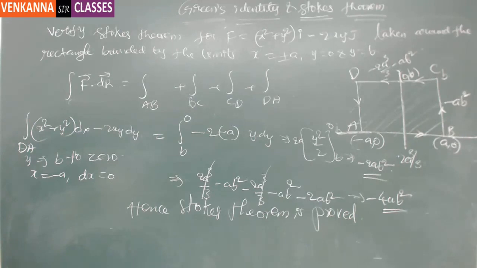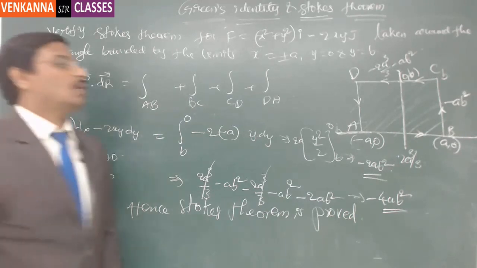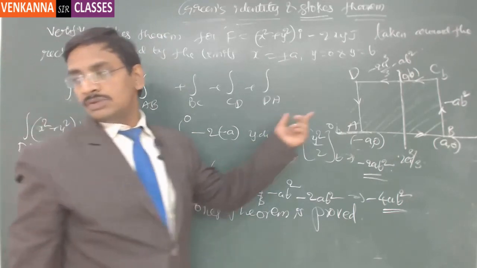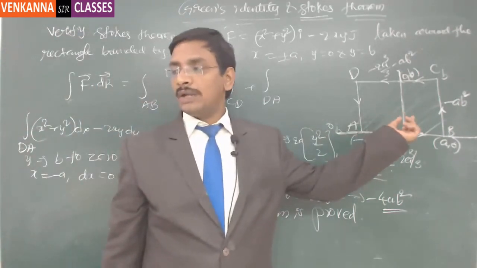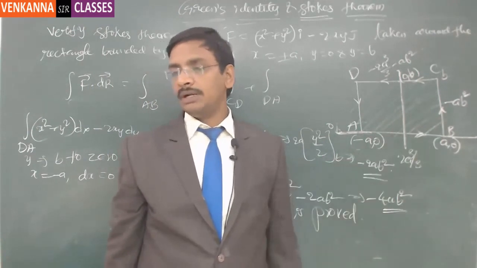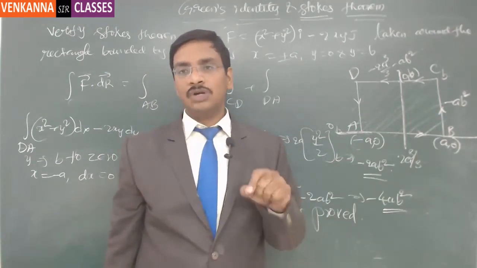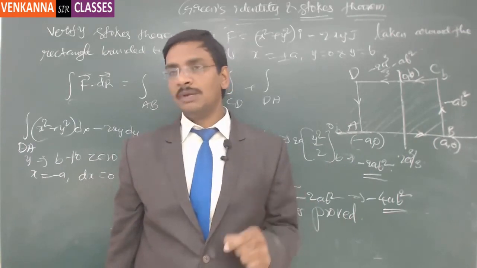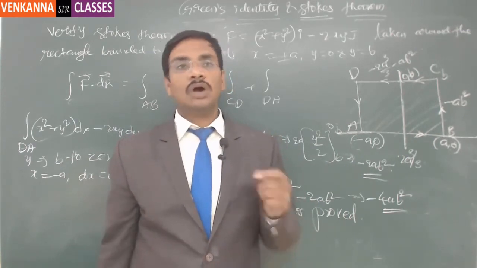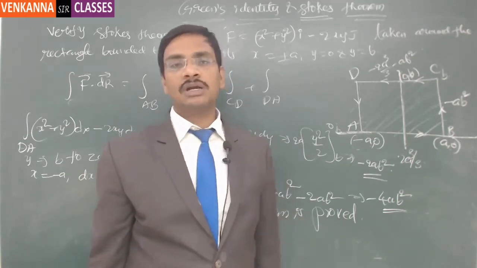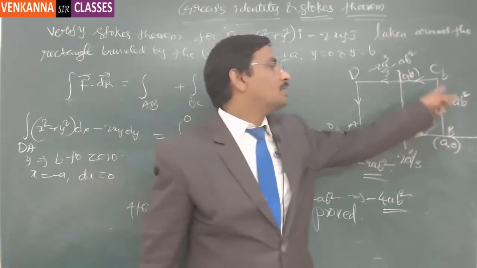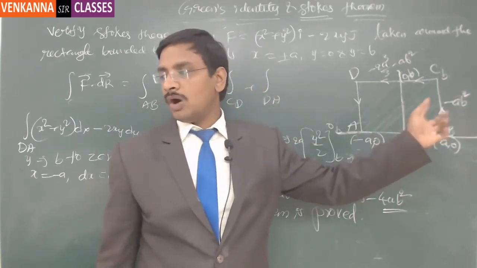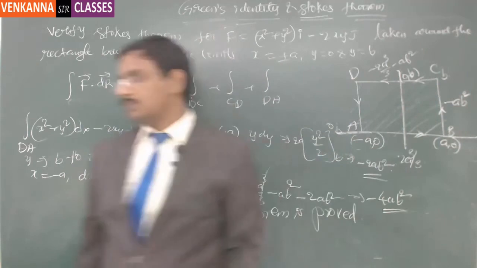Clockwise and anti-clockwise direction, see this. When we find the surface integral, we have taken the outward normal, because it is del cross f dot n cap ds. So that n cap is nothing but the outward normal. The standard convention we take is, if it is a clockwise rotation line integral, then the outward normal will be outward from the line.